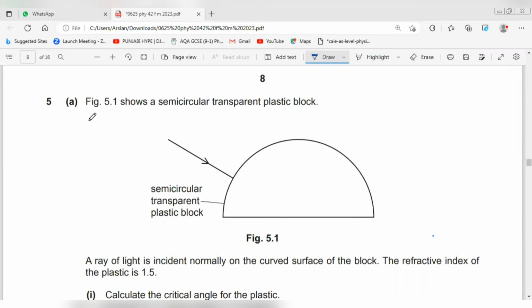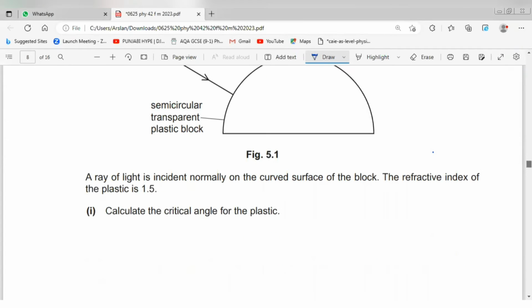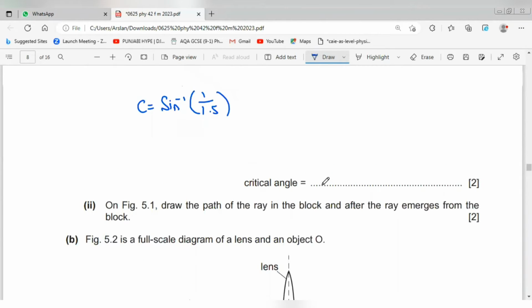Okay, let's start question number 5. Figure 5.1 shows a semicircular transparent plastic block. So a ray of light is incident normally on the curved surface of the block. The refractive index of glass, which is n, is 1.5. Calculate the critical angle. So you have to find the critical angle. For critical angle, sine of critical angle is equal to 1 over n, which is the refractive index. So you can find C equals sine inverse 1 over 1.5. So you will get the final answer, which is 41.8 degrees.